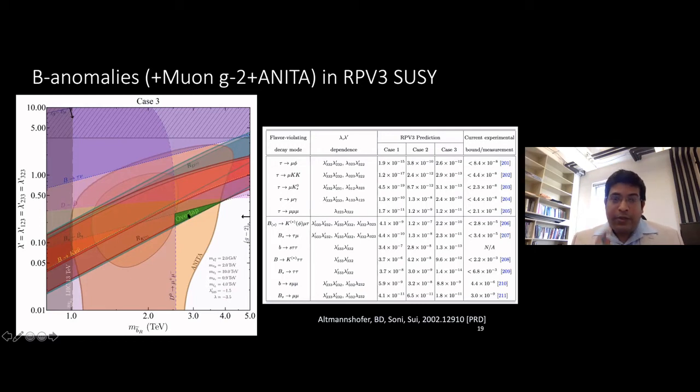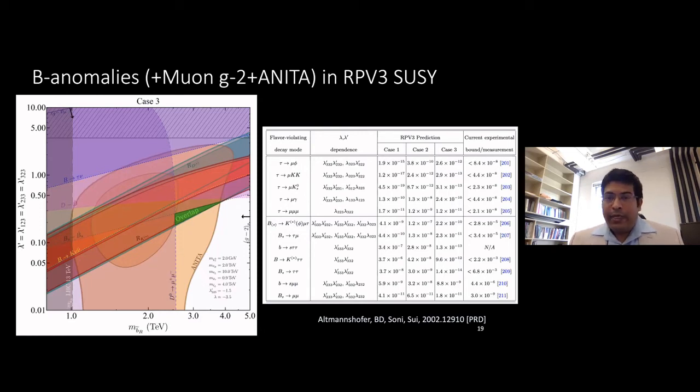And also, it's interesting that the same RPV SUSY interactions can also explain the muon g minus 2, and that is shown here, that the whole parameter space is allowed by the muon g minus 2. And also, there is another interesting thing that I mentioned earlier about the ANITA high energy neutrinos that can also be accommodated in this framework if you have a light bino, a light neutralino around 2 GeV scale. So this all seems to be consistent, and there is still some parameter space that can be probed.